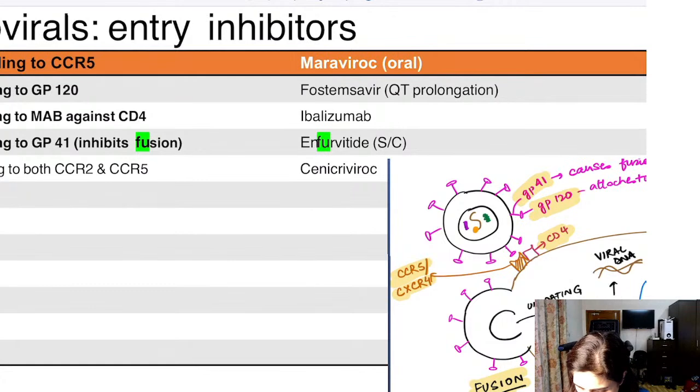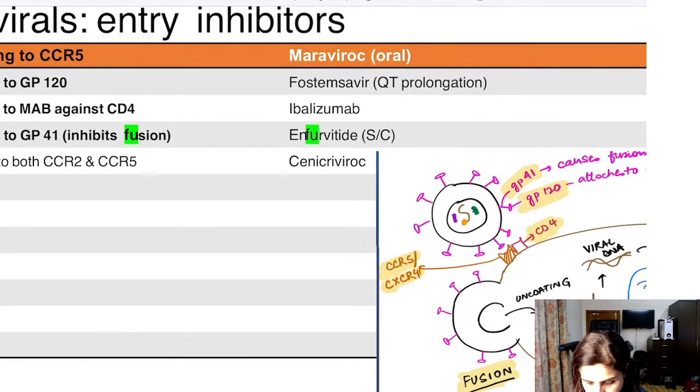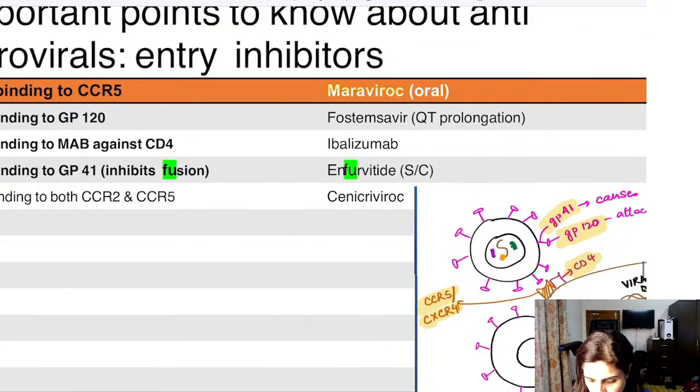The first drug we did earlier was maraviroc. Maraviroc binds to the CCR5. That is the attachment step, binding to CCR5. The second is binding to the GP120. GP120, and enfuvirtide is with GP41.